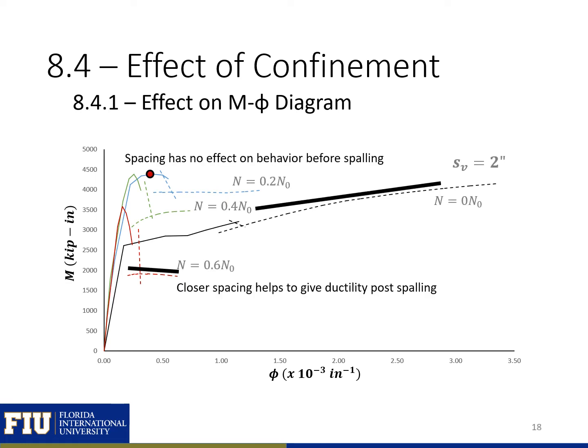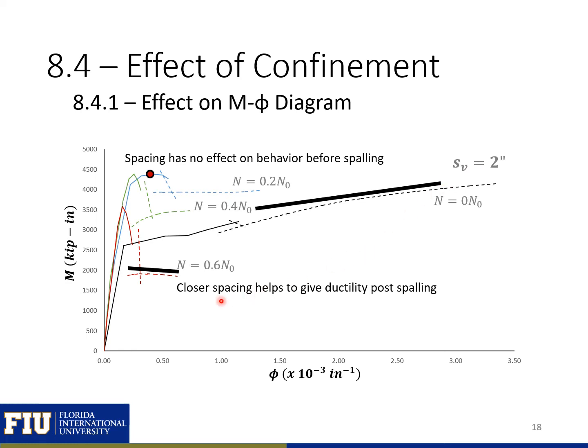The first thing I want to highlight is that our spacing is not going to have any effect on our behavior before spalling. Before we spall, we have our unconfined full section, and after we spall off our cover, that's when we start having our confined core, and our confining reinforcement will start having an impact.